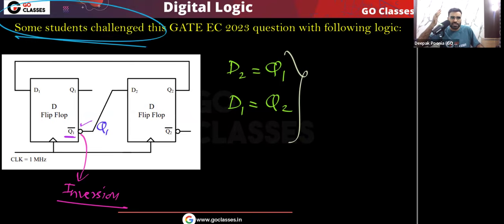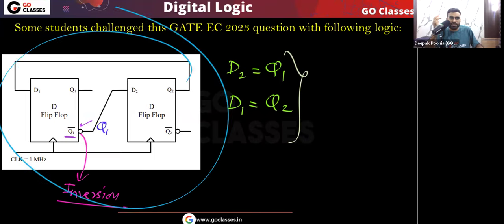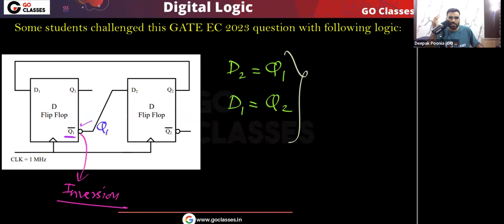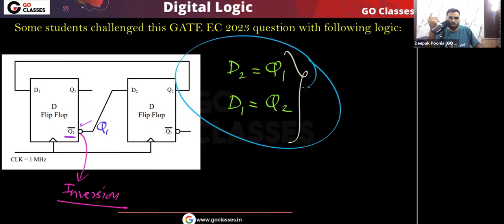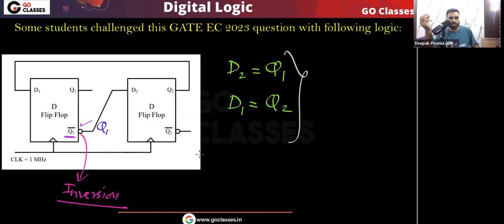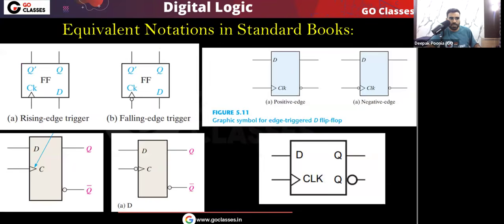But when the students challenged it, then this challenge actually made some sense. So they accepted this challenge, and they considered this logic also, and they considered 250 as well as 500 as the correct answer. Okay, let me tell you, if you go through the standard books, then what are the notations that you will find? Actually, you will find many different notations for the logical symbol of the flip flop. Okay, I have put many different screenshots here.